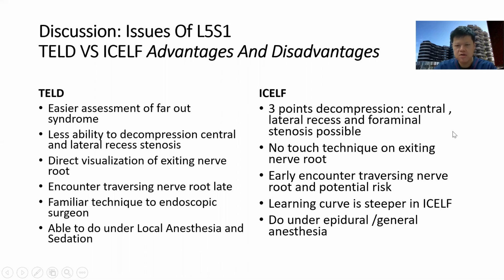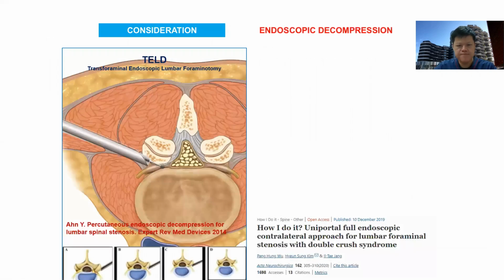With this approach, we can do central, lateral recess and foraminal stenosis decompression at the same time. We do not really need to touch the exiting nerve root most of the time. However, we will be encountering the traversing nerve root early. And there's a steep learning curve in the contralateral approach, as it's not a traditional endoscopic approach, but needs to be done on the epidural.